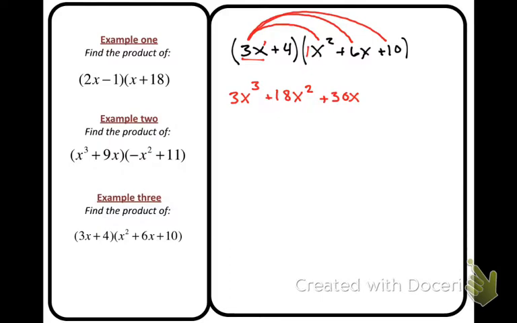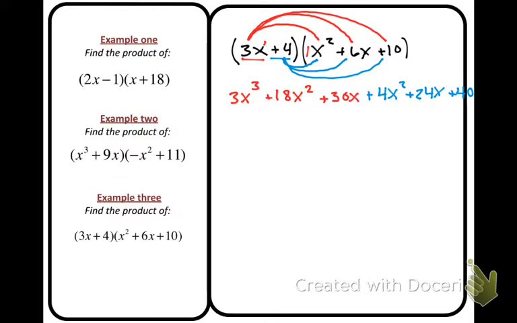Okay, now we move on to the 4. It's a positive 4, so now the 4 gets distributed to all 3 of these terms as well. 4 times x squared gives us 4x squared. 4 times 6x, 6 times 4 is 24. And then there's that lonely x there. And 4 times 10, which is 40.